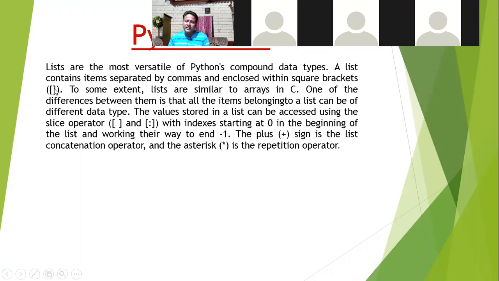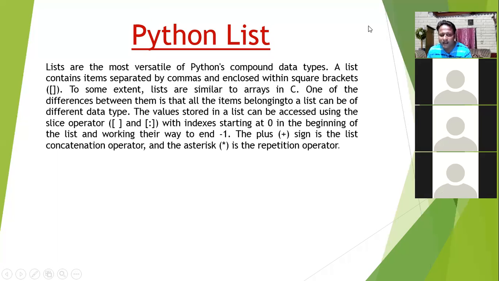To some extent, it is similar to an array in C, C++, or Java. But there is one difference: all items belonging to a list can be of different data types. In an array we store the same type of value. In a list you can store different types of value. In an array we can store more than one value, and in a list also we can store more than one value, but of different data types.